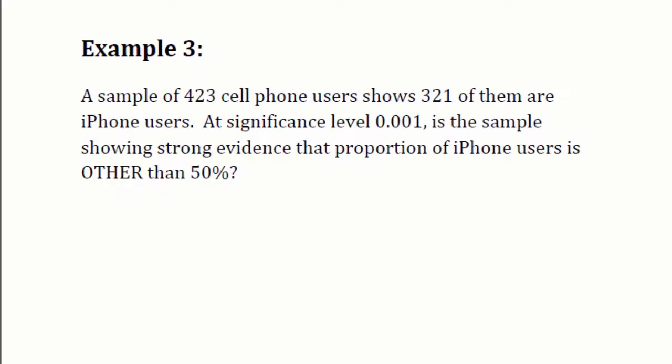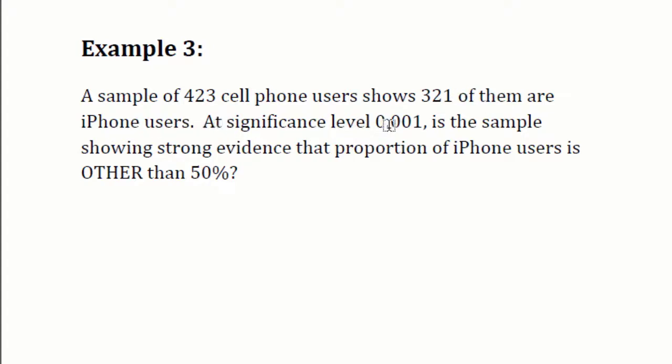And here in this video, we are going to look at another example where we're going to be testing a hypothesis about the value of a population proportion. And namely, in this problem, it's the proportion of iPhone users. So let's spend some time reading the wording description of the example here. According to the wording here, we are given a sample of 423 cell phone users. A sample of 423 cell phone users shows 321 of them are iPhone users.